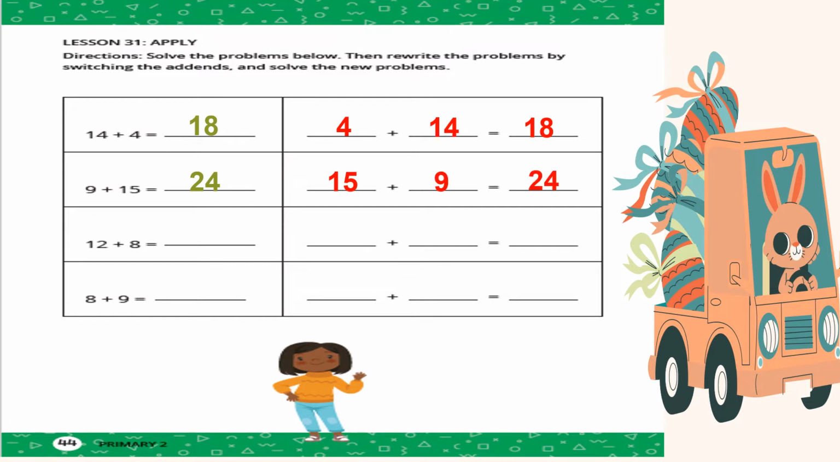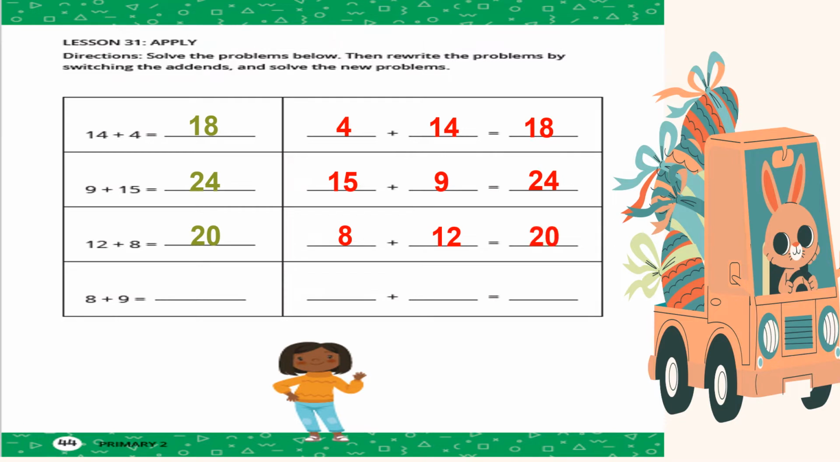Problem number 3, 12 plus 8. After 12: 13, 14, 15, 16, 17, 18, 19, and 20. So 12 plus 8 equals 20. Let's switch our addends. 8 plus 12 equals 20.